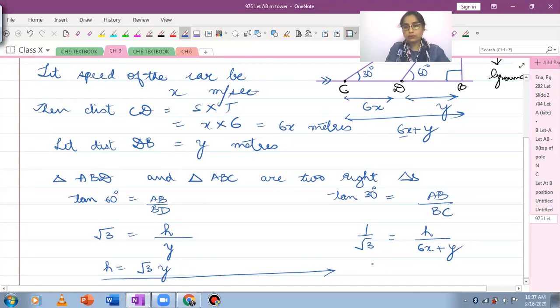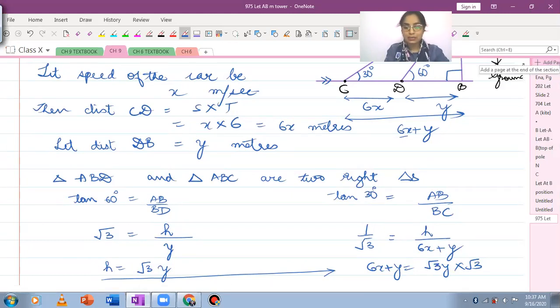So you have 6x plus y equals √3 times y into √3. So I've done two things simultaneously actually. I have used the value of h as well as I have cross multiplied both the equations. Simplify and find out the value of x. Give me a moment.